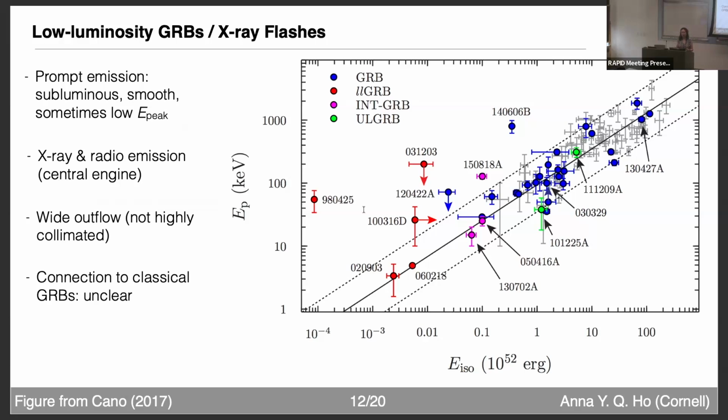So what are these things? They are definitely related to classical gamma ray bursts because they share the same type of supernova, but the structure of the outflow seems to be different. It seems to be very wide, not highly collimated. They also have luminous X-ray and radio emission, as you'd expect from a relativistic explosion, but it's not clear what the relationship is to classical GRBs. These have been known about for a long time.